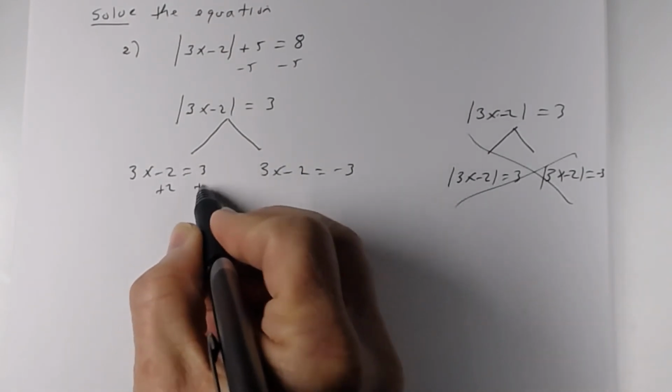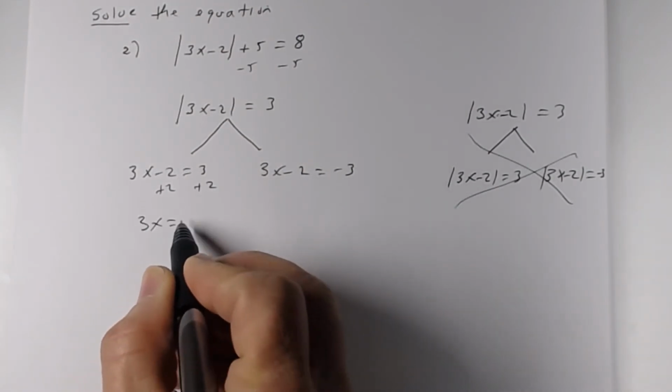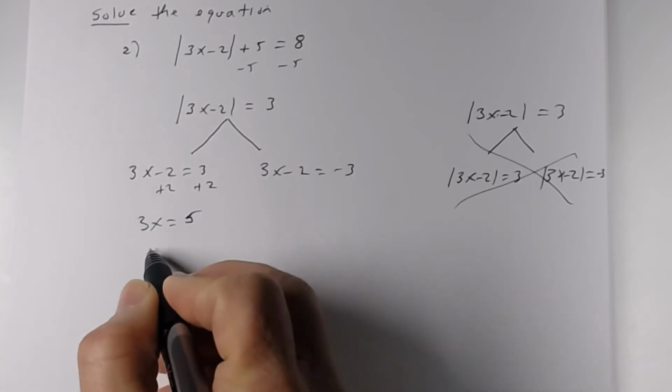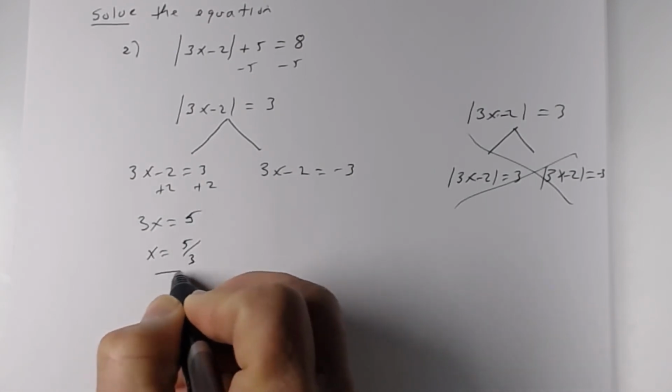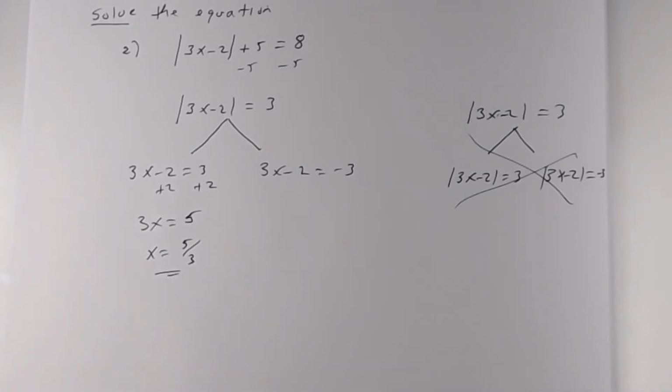All right, so you add 2 to both sides. So 3x equals 5, and so what's x? 5 over 3. Now, do you have to check the solutions? No. The only time that you are forced to check the solutions is with which kind of equation? Radical equation, in which you raise both sides to an even power, because you're dealing with square roots.